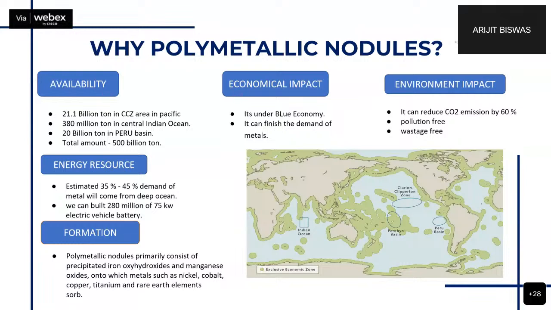The total amount of these polymetallic nodules in the world is basically 500 billion ton. So it can be a source of energy. It is estimated that 35 to 45% of the demand for metal will come from the deep sea ocean. One estimation that is so interesting: we can build 80 million 75 kilowatt electric vehicle batteries from one CCZ area. The next point is the economic impact. It's under the blue economy. It can fulfill the demand for metals in the future. Environmental impact: it can reduce CO2 emission by 60%.